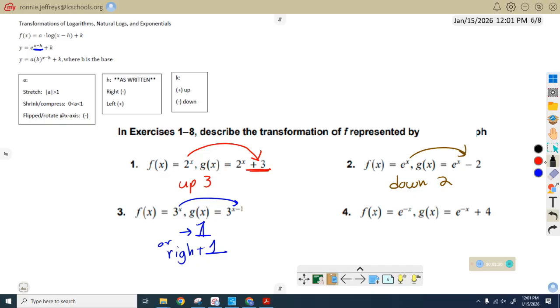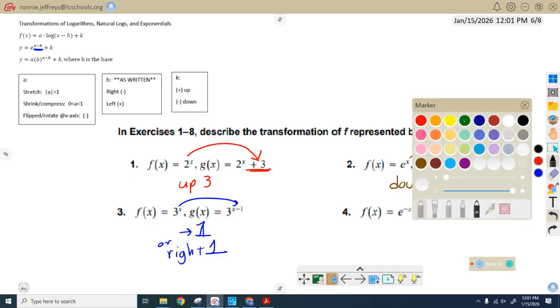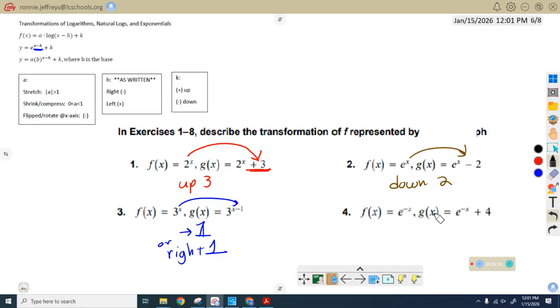All right. Now, number 4 looks really weird, with all this blah, blah, blah. Do we really care? Nope, because we're just worried about this being added 4 right here. And this is up 4. So, super duper crazy hard.